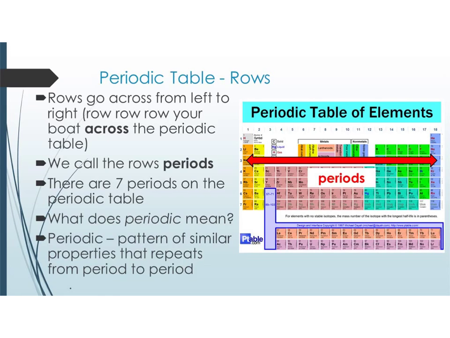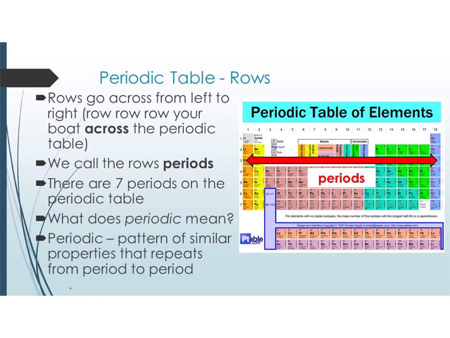The rows go side to side. I personally have trouble with keeping up with left and right. I also have trouble keeping up with the difference between a row and a column. So the way I remember it is that you row your boat across the periodic table. So yeah, that's how I remember it. And then the columns are the other ones. They go the other direction.